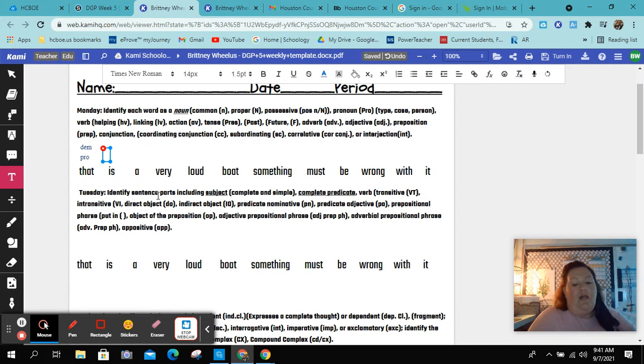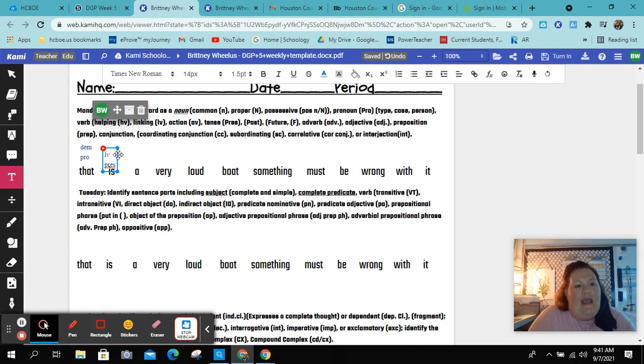Kaylin. A linking verb. Now, don't forget that when you're identifying your verbs, you have to tell us what tense your verb is in. Okay, so is this going to be present, past, or future? John. Present. The abbreviation for present is PRES.